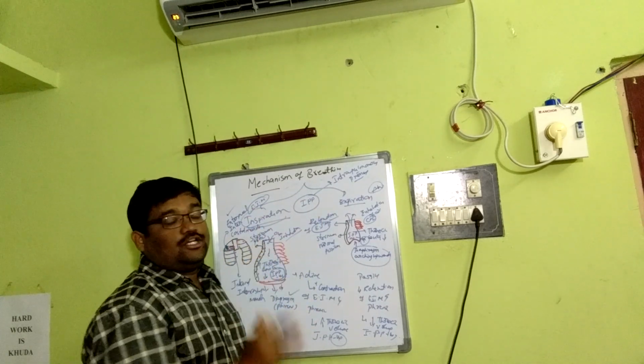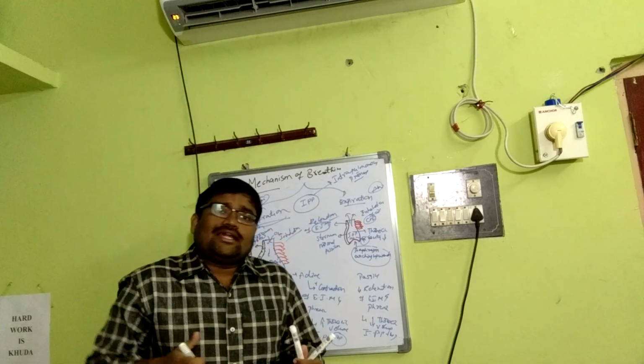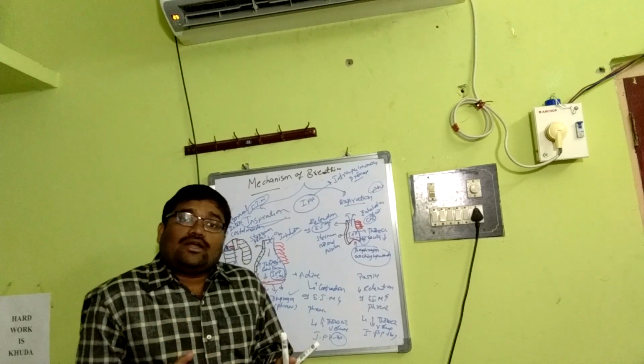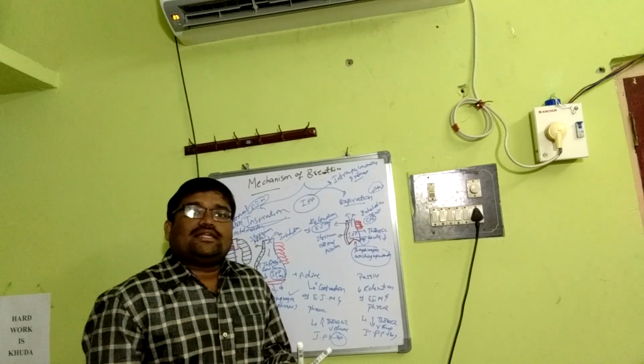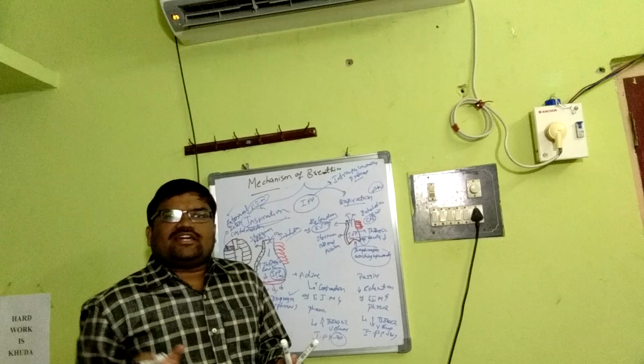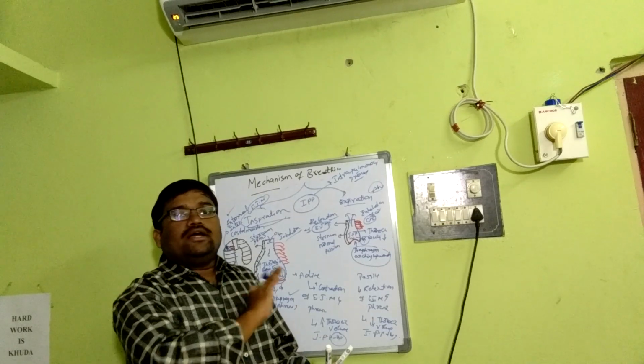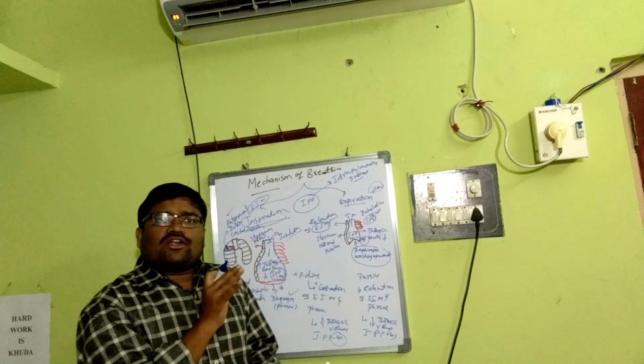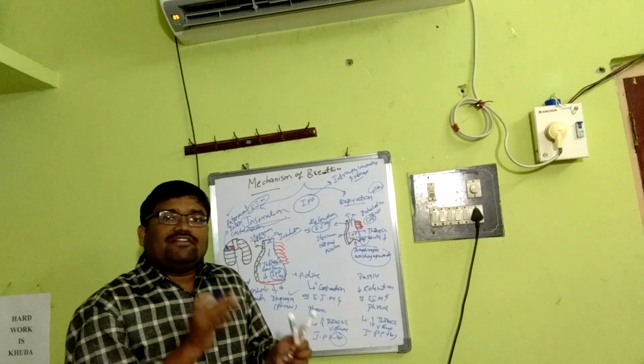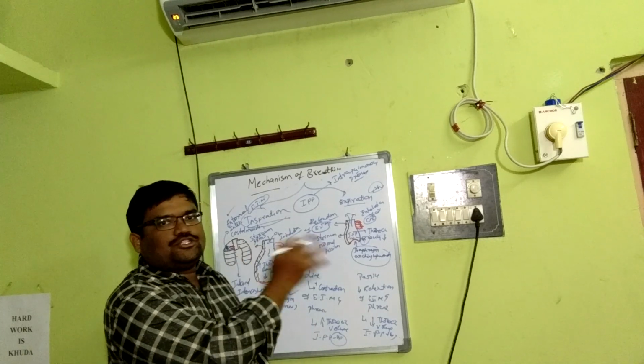This is how the expiration ends. There are internal intercostal muscles. The contraction of internal intercostal muscles and the lateral abdominal muscles allows forced expiration. Okay, so it's about phrenic muscles, external intercostal muscles and internal intercostal muscles activity in inspiration and expiration.